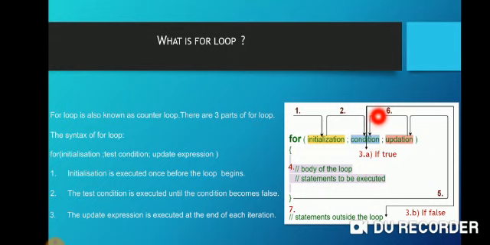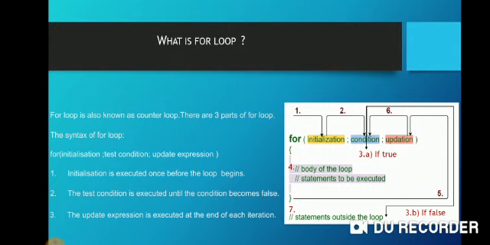then it will come out of here only, and it will not get into the loop, and the statements outside the loop, which are written over here on the 7th line, will be executed. So the statement outside the loop on the 7th line, in the end, will be executed if it is false. Okay, now initialization is executed once before the loop begins.